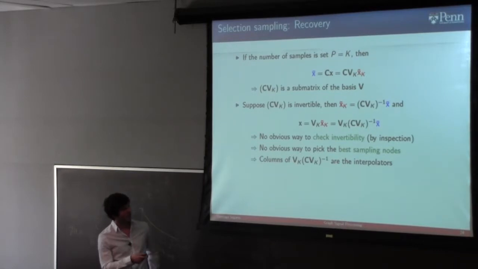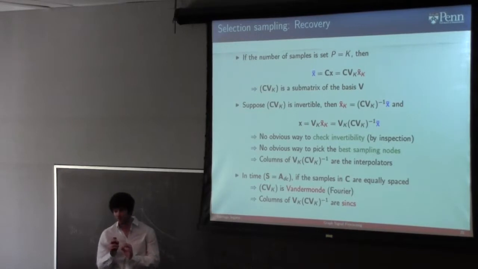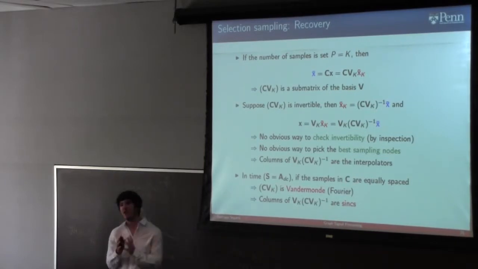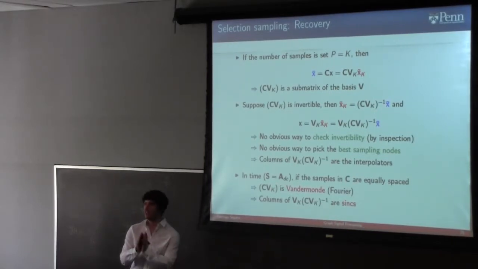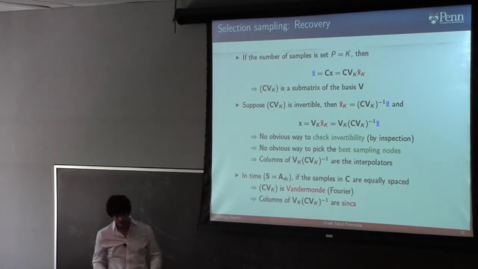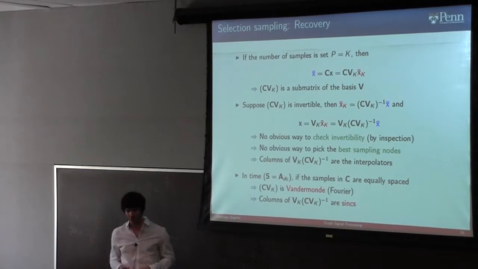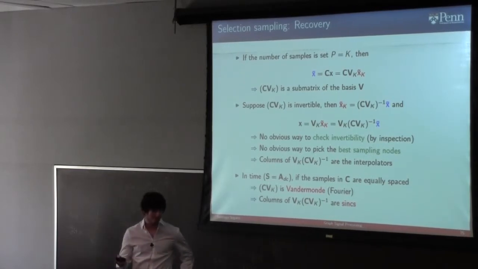And the columns of these are the interpolators. We'll see that when we are in time, I mean in the directed cycle, this matrix over there is Vandermonde. Actually, it's a Fourier matrix. So you're guaranteed that this thing is invertible, so you don't have to worry about it. You just do uniform sampling, and you know that if the signal is band limited, you recover it perfectly. But this is why, at an algebraic level. And actually, it's interesting that if you look at the columns of this thing, they are discrete sincs in time, so sincs are perfect interpolators.